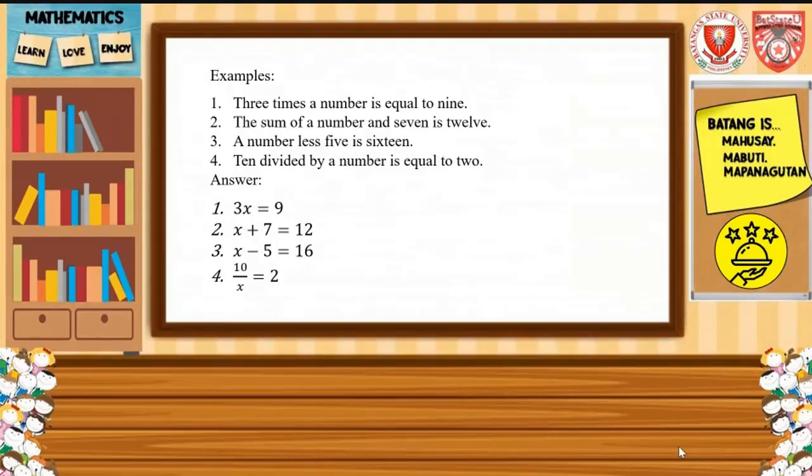Number 2: the sum of a number and 7 is 12. We can translate it as x plus 7 is equal to 12. Number 3: a number less than 5 is 16, which is x minus 5 is equal to 16. Number 4: 10 divided by a number is equal to 2. Here the variable x represents the number, so we have 10 over x, or 10 divided by x, is equal to 2.